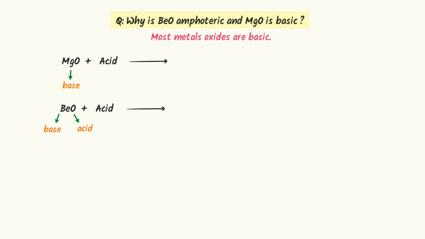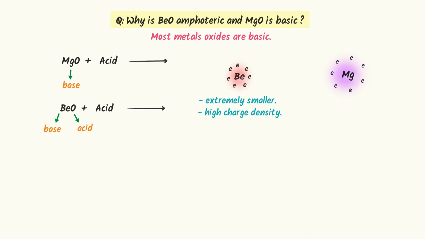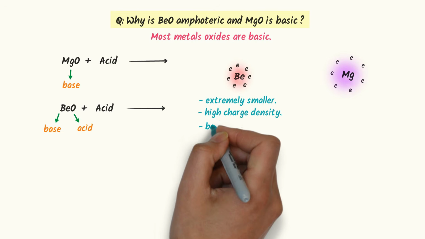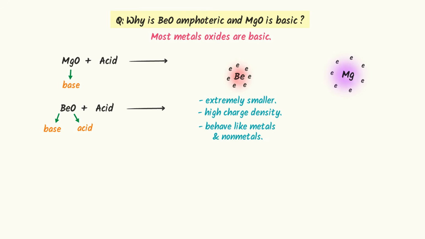This property is called amphoteric behavior, and the reason lies in the size of the beryllium ion. Beryllium is an extremely small atom. When it forms the beryllium ion, the positive charge of +2 is concentrated in a very small space. This concentration of charge in a small space is called high charge density. Because of this high charge density, it crosses the boundary between metallic and non-metallic behavior.